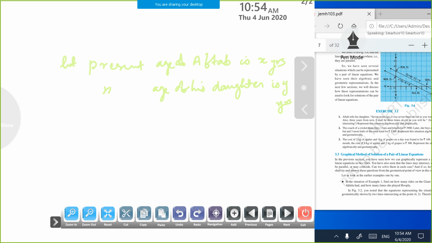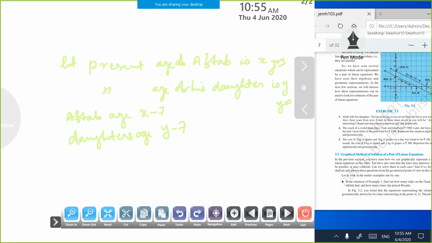Then according to our question, 7 years ago, what is Aftab's age? It is x minus 7. And 7 years ago, his daughter's age is y minus 7. Clear? Before 7 years, his age is x minus 7, his daughter's age is y minus 7.